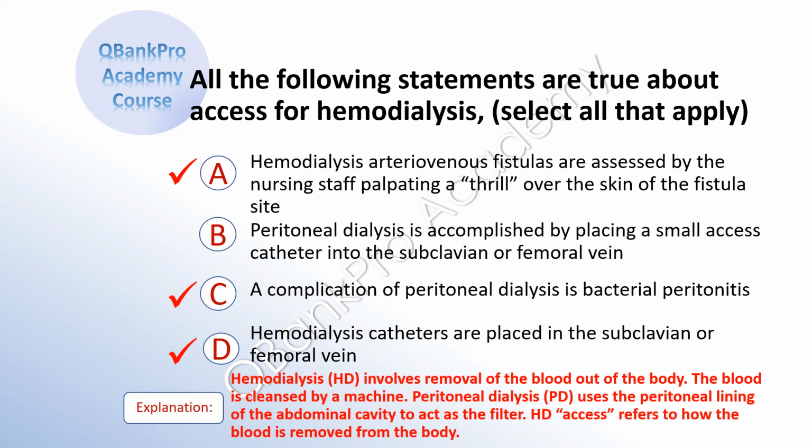The correct answer is A. Hemodialysis arteriovenous fistulas are assessed by the nursing staff palpating a thrill over the skin of the fistula. C. A complication of peritoneal dialysis is bacterial peritonitis. And D. Hemodialysis catheters are placed in the subclavian or femoral vein. Explanation. Hemodialysis, HD, involves removal of the blood out of the body. The blood is cleansed by a machine. Peritoneal dialysis uses the peritoneal lining of the abdominal cavity to act as a filter. Hemodialysis access refers to how the blood is removed from the body.